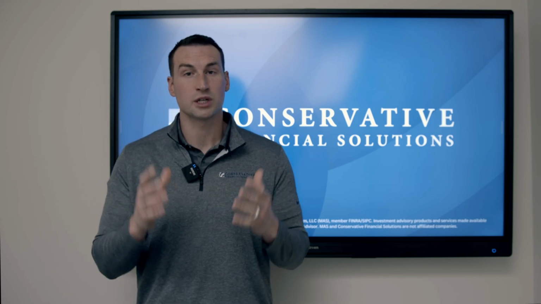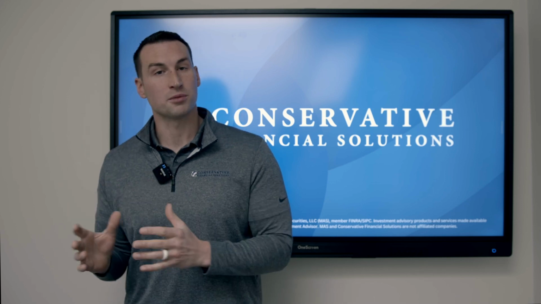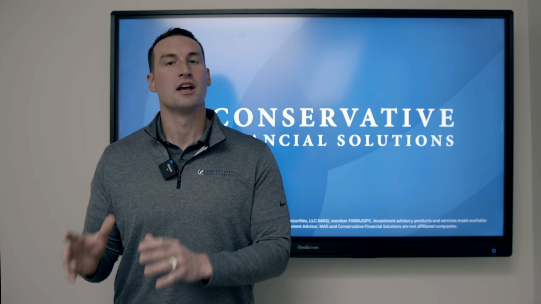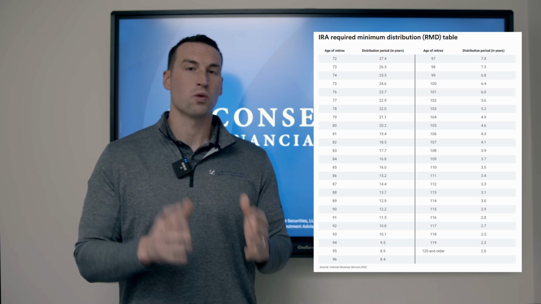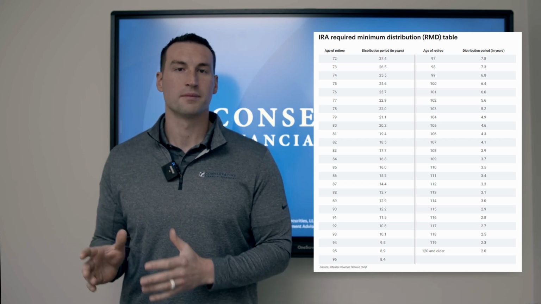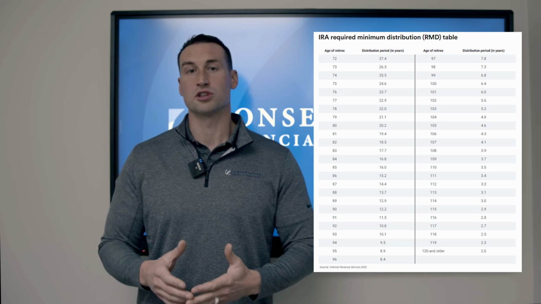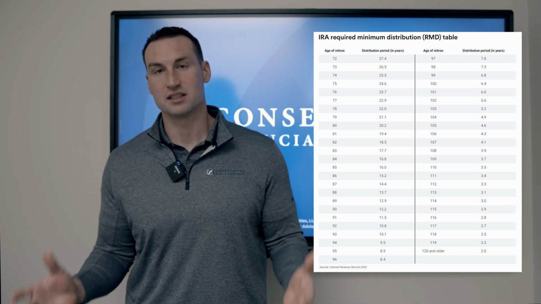So to calculate your required minimum distribution, you have to take the value of your account on December 31st of the previous year and then divide it by a factor based on your age at the end of the current year. Here's the table. So let's say you wanted to figure out your required minimum distribution on your traditional IRA for 2024. You would first need to find your December 31st value of the previous year, which would be 2023. So you just look at your December 31st statement for 2023. Let's assume that value was $1 million.